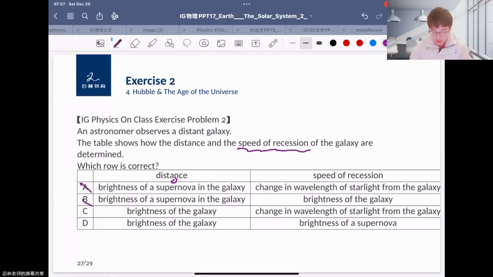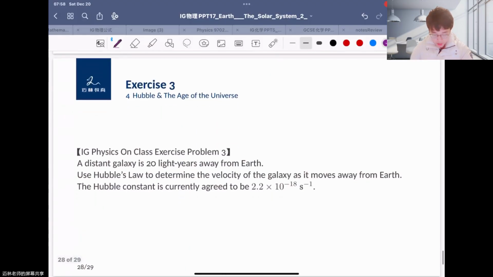And for the speed of recession, if we change the wavelength of the starlight from the galaxy, we can find the frequency change. Or we can say we have the redshift and the mean speed, right? So finally, we're choosing C as our final answer. So for distance, just use brightness to determine it, and for the speed of recession, you can use the changing wavelengths. Okay, another exercise right here.